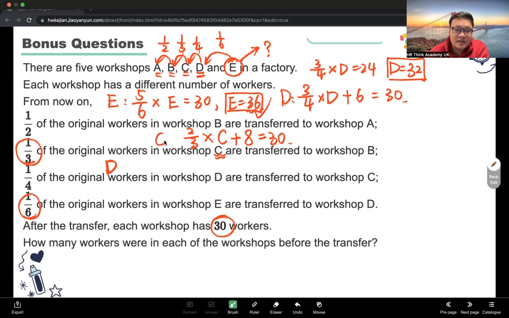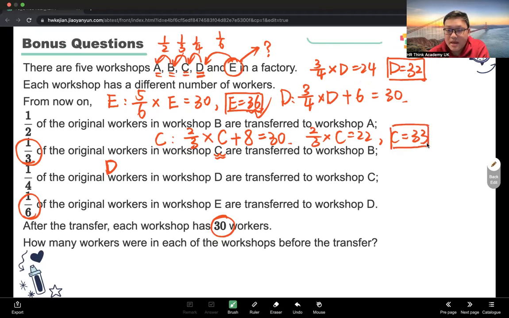That's going to be C. And you saw this one. As for C, 30 take away 8 is 22. So 2/3 of C equals 22. Then what is C? C equals 22 divided by 2/3. So you divide by 2, which is 11, times 3. So C equals 33. That's right. Okay. And we got C, 33.